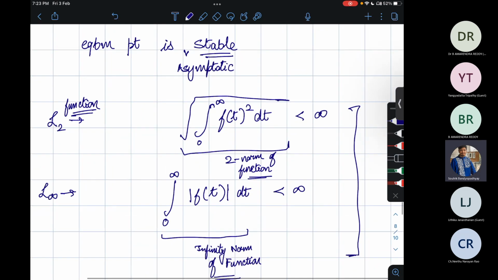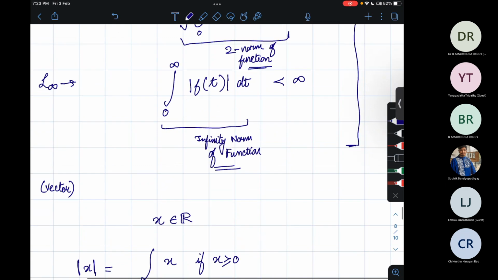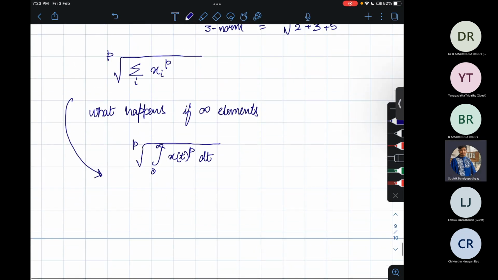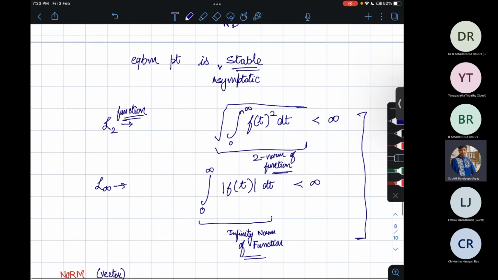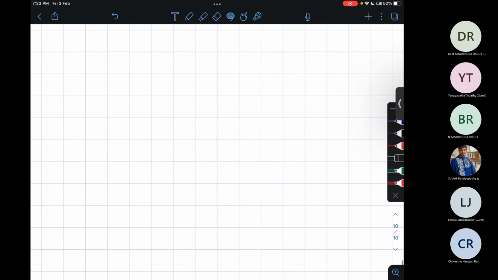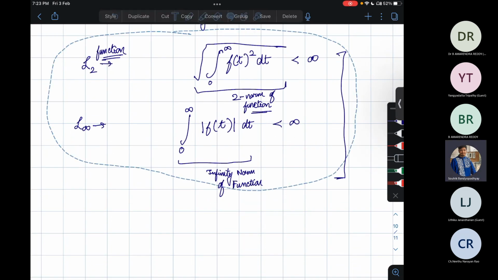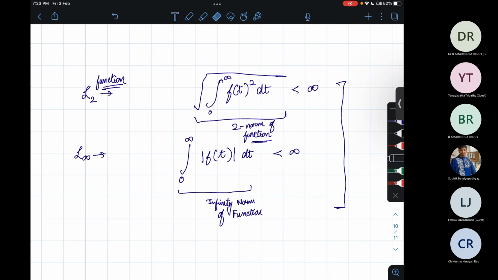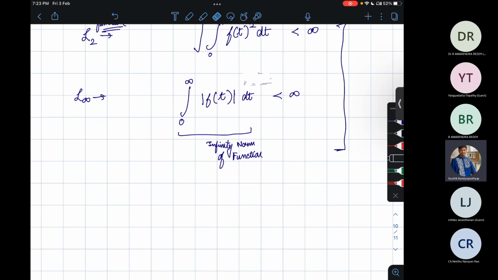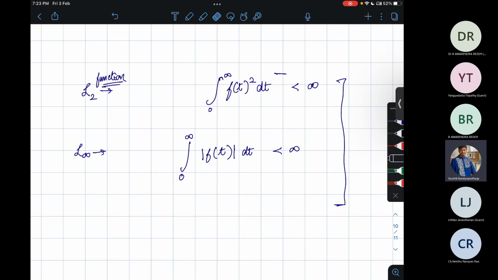And there also exists a 1 norm. So if you look at the definitions of L infinity and L2, if I copy it over here, essentially we could remove the square root, because square root being finite implies the square is also finite. So this is finite and this is finite.